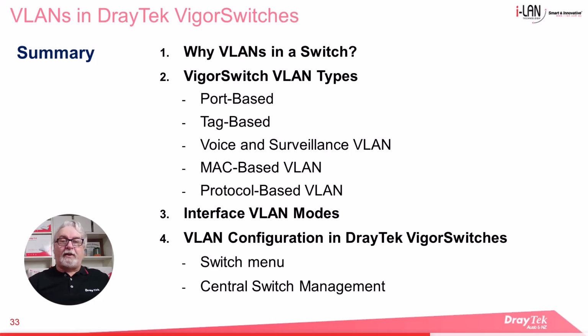And we've come to the end of this webinar. We looked at why we need VLANs in a switch and the different types of VLANs that are available in DrayTek VigorSwitches. These included port-based, tag-based, voice and surveillance VLANs, MAC-based VLANs, and protocol-based VLANs. We also looked at the different interface VLAN modes. Finally, we went through a couple of VLAN configuration examples where we first configured the VLANs directly within the VigorSwitch menu and then carried out the same exercise using the router central switch management, which simplified the configuration process.